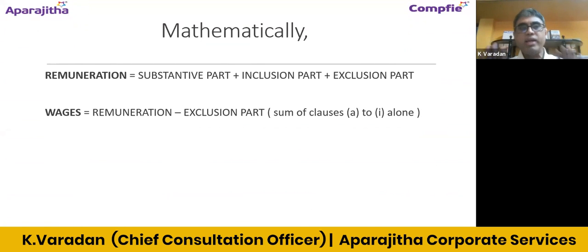This is again mathematically I'm saying. So there are two terms. One is remuneration. Another one is wages. Right? When we say remuneration, that should include the substantive part and the inclusion part and whatever is mentioned in the exclusion part. Now wages, that is what is important for us for doing compliance. What is wages? Again, remuneration minus the exclusion part. There also, as per the proviso, it is the sum of clauses ranging from A to I. Right. Now, total remuneration, which means indirectly, it includes the exclusion part also.